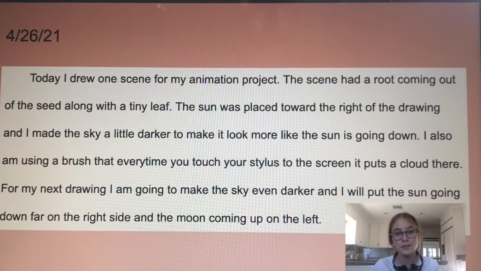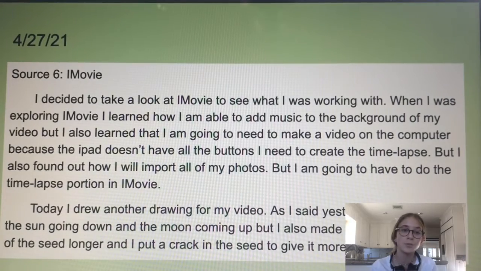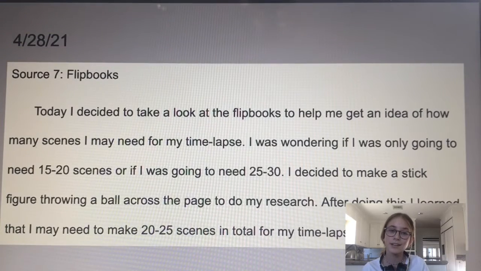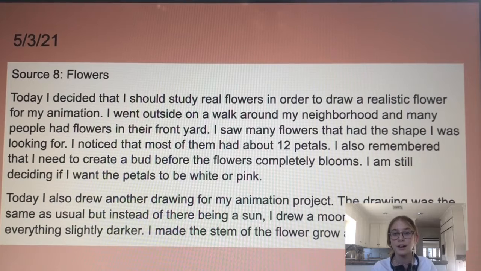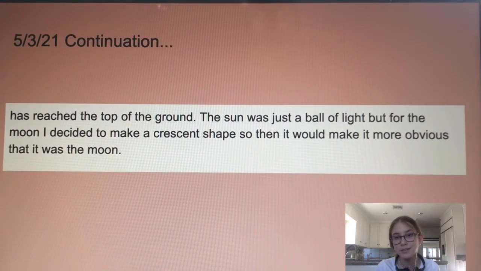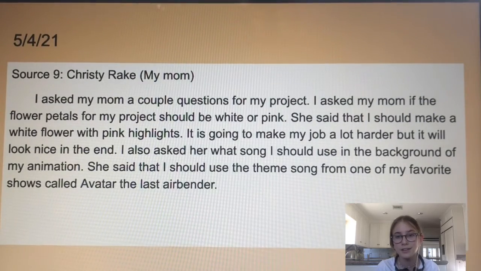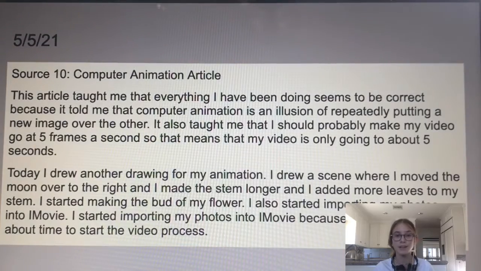I also learned which drawing apps to use online, because I tried so many of them, but then I found the one that worked best for me. So yeah, this is my learning journal and what I documented over my time spent.